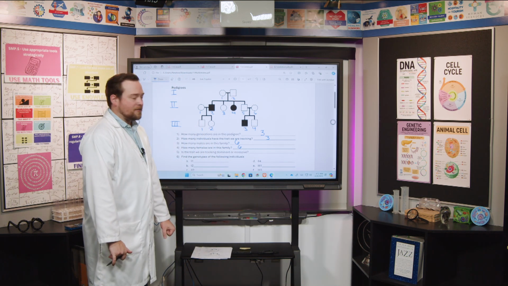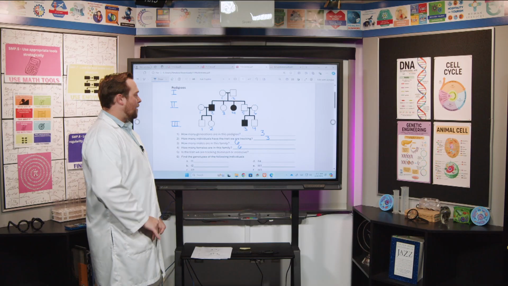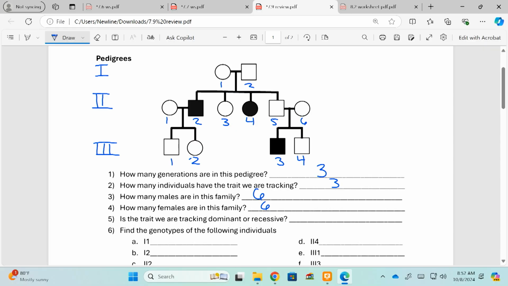Number 5 says, is the trait we are tracking dominant or recessive? This should usually be one of the first questions you ask yourself when you start trying to figure out all the genotypes, because that's really going to help us answer this question. If it's a dominant trait, it shows up in every generation. If it's not a dominant trait, it does not show up in every generation. In the first generation, there's nobody who has this trait, so this trait has to be recessive. This is a recessive trait because it skips a generation.